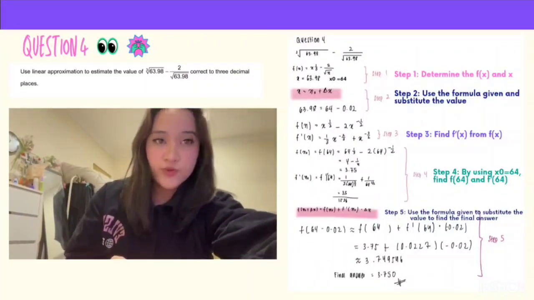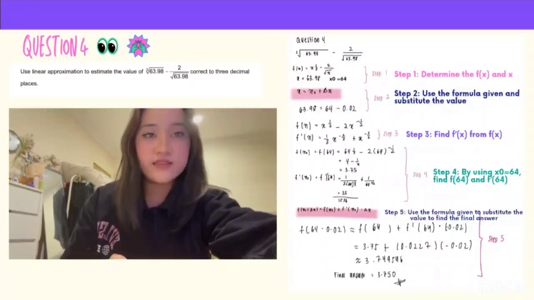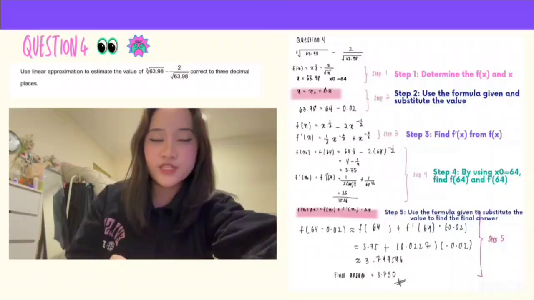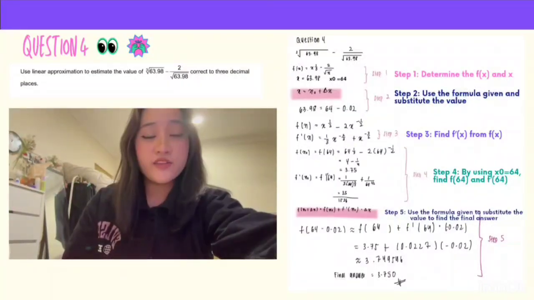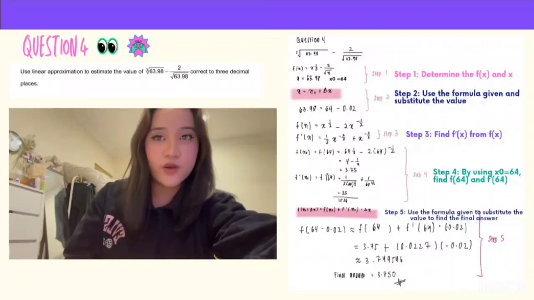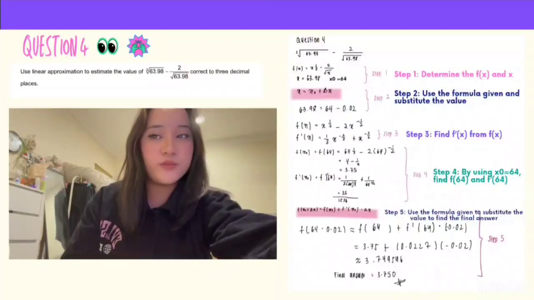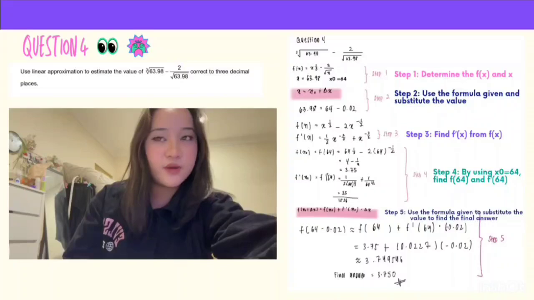For step 2, you use the formula given and substitute the values that you have found in step 1. For step 3, you need to find f prime(x) from f(x). So f prime(x) will be 1/3 x to the power of negative 2/3 plus x to the power of negative 3/2.